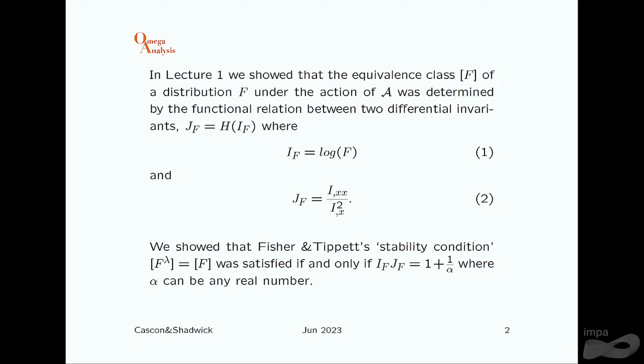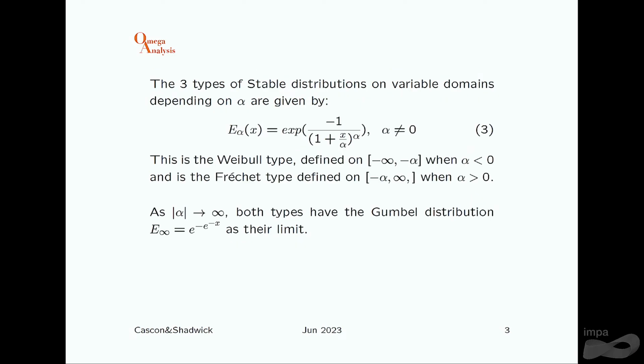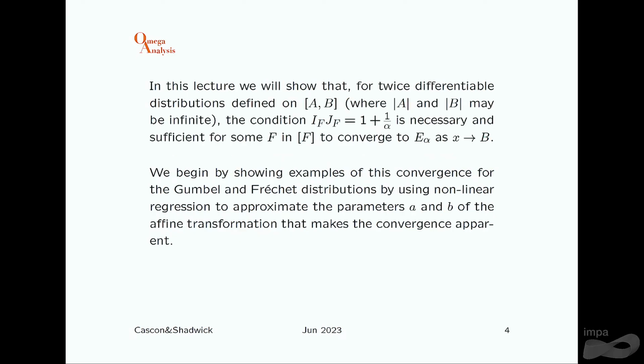We showed that the efficient stability condition is really given by this equality, the class of equivalence of powers satisfied by that invariant relationship. And we show the stable distributions can be written in that form, where the alpha determines if it's going to be a Weibull type, a Fisher type, or a Gumbel. Bill's going to show that this condition, I F equal to 1 plus alpha, is necessary and sufficient.